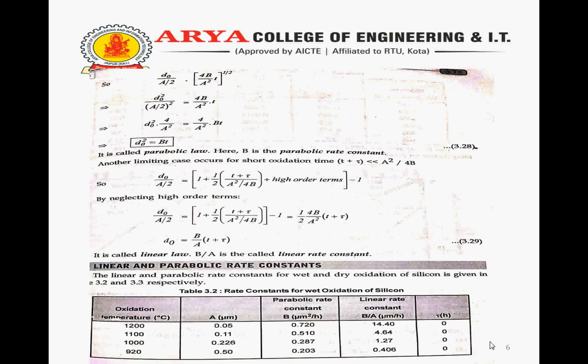Another limiting case occurs for short oxidation time. T plus tau is less than A square upon 4B. So D naught upon A by 2 equal to 1 plus A by 2 (T plus tau) upon (A square upon 4B) plus higher order terms minus 1. By neglecting higher order terms, D naught equal to B upon A (T plus tau). It is called the linear law. B upon A is called the linear rate constant.